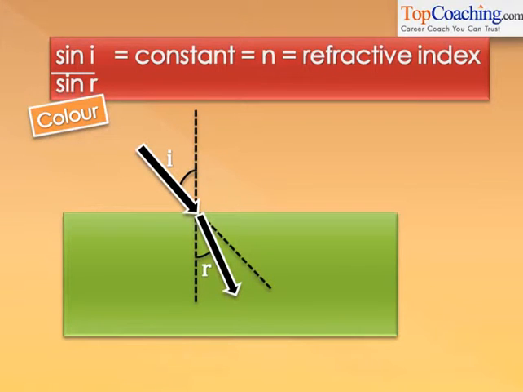This constant value is called the refractive index, and it is represented by the symbol N. So you must remember the term refractive index. Understood? Sin I by sin R is refractive index.